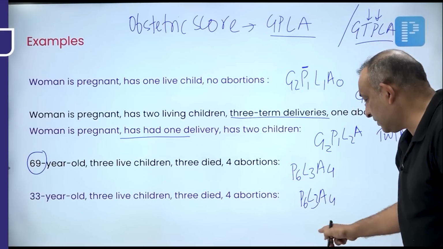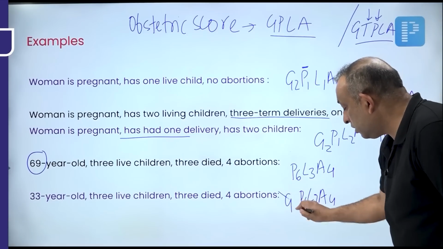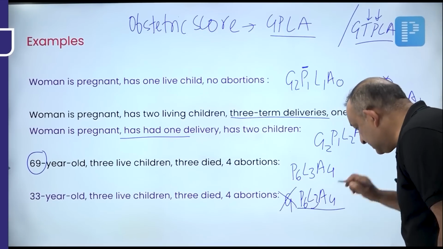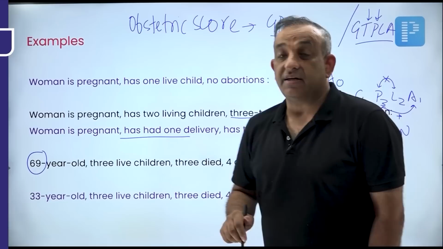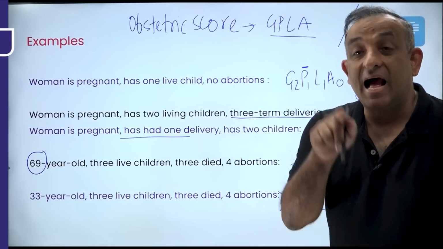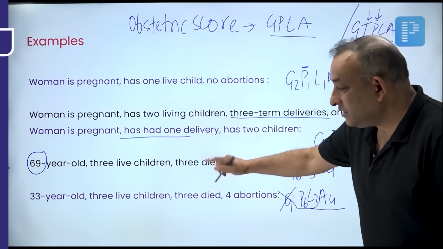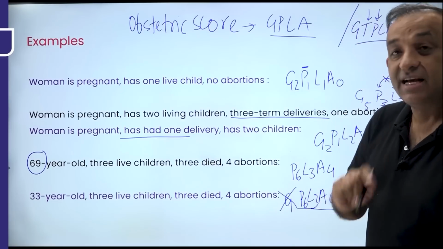So same example, but she is 33 years. So will you put a gravida? No, you will not put a gravida. Still, the formula stays the same. Because she is 33 years, she can be pregnant. But you will not put a gravida till she is actually pregnant and carrying a pregnancy. So yes, either way, don't put a G till she's actually pregnant.